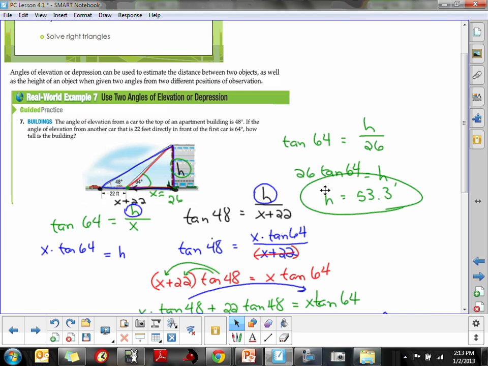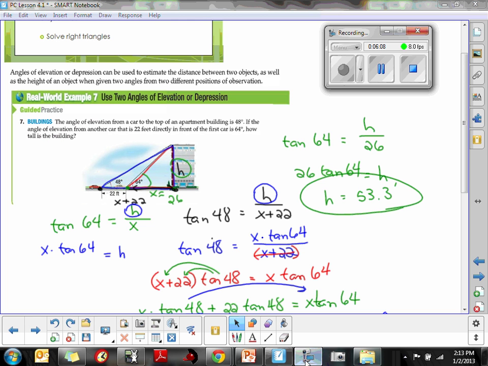Like I said, it's a little bit more complicated, but still using your same trig ratios that you've been using. It combines a little bit more equation solving abilities. So that's the last example. That should conclude everything that we need to discuss on that, and now you can work on that homework.